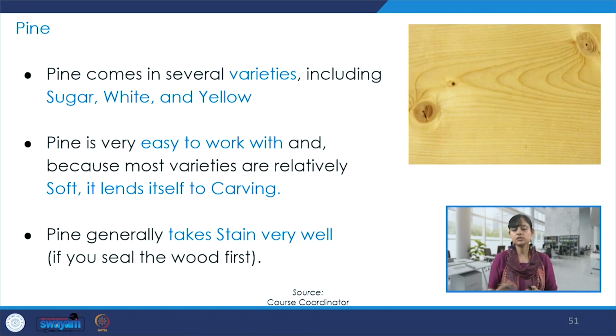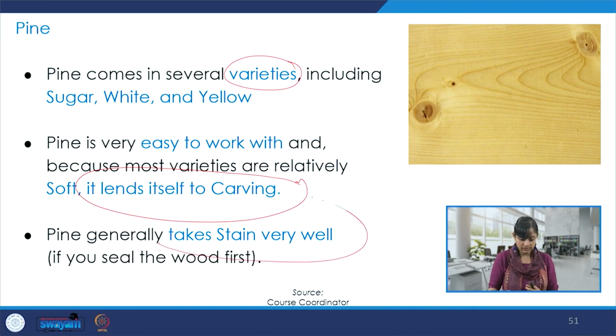Then there is pine wood. Pine wood is getting used very extensively in interior architecture projects, and in the industry we see a lot of use of pine these days. It comes in several varieties. There is sugar, there is white, there is yellow. It is easy to work with, and because it is soft, we can also do carving in it if there is some kind of a detail which we want to achieve for our projects.